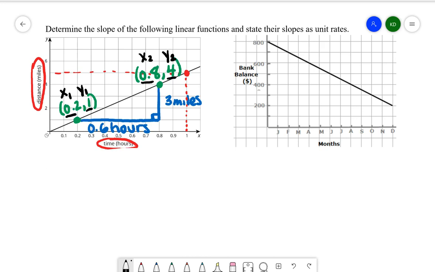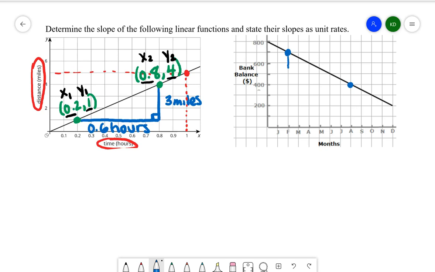So the other graph, again, same idea, we need to start with 2 points. So I'm going to use this point here, and I'm going to use that point there. It does not matter what point you use. I would recommend that you use a point that goes right through some type of hash mark so you know its exact values. But the actual points you pick will not matter. When you do the division, you're going to get the same answer.